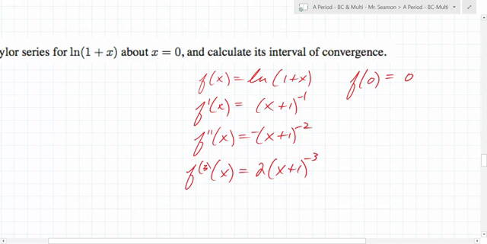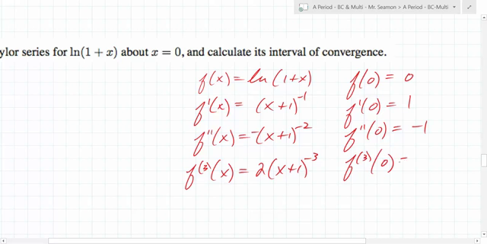Right? Yeah. I sometimes get this wrong, so help me out. So f prime of 0 is going to be 1. F double prime of 0 is going to be what? Negative 1. And what's f of 3 going to be? 2. Yeah, is that it?